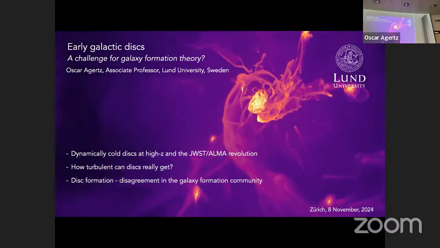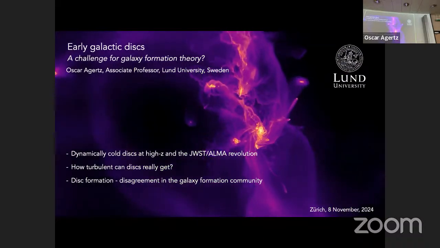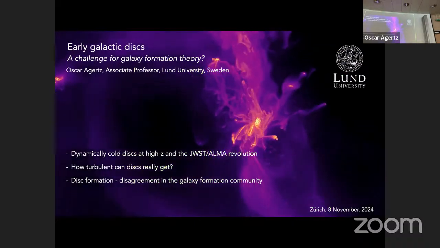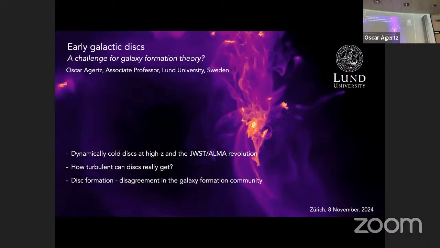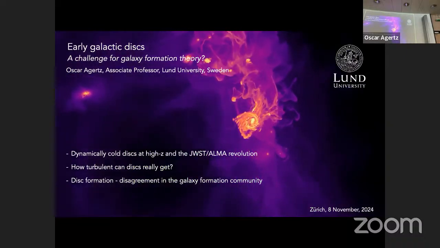So I'll talk about early galactic disks. This is a challenge to galaxy formation theory. It's something that has been brought up, and it's been a hot topic now for a couple of years, I would say. And so I will discuss this in light of the new James Webb and ALMA observations.